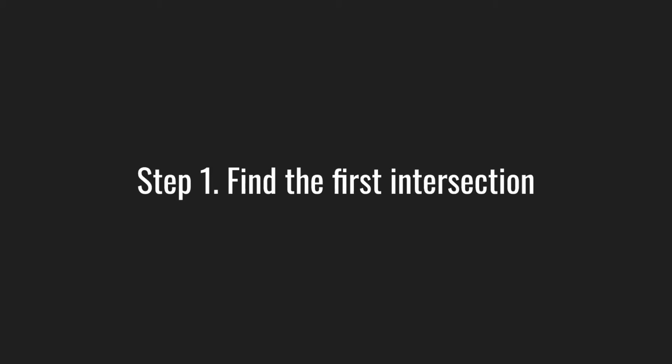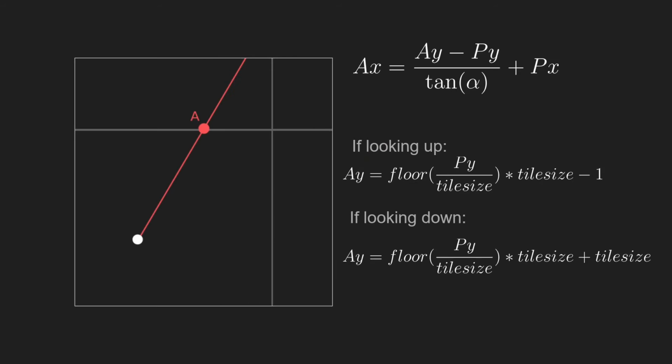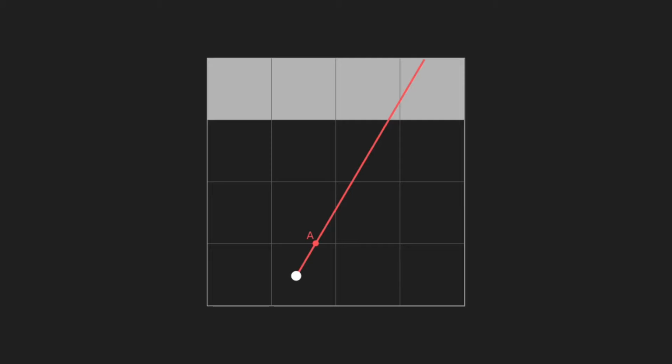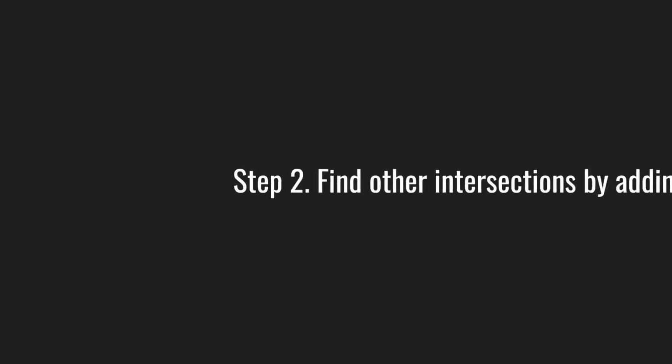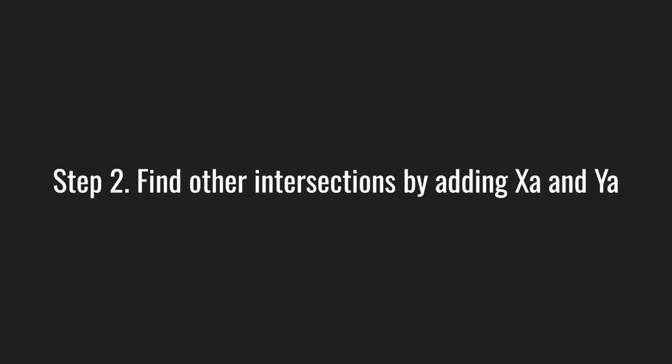Step 1 is to find the first intersection, which is going to be point A. We have discovered earlier these formulas to find AX and AY. Knowing this piece of information, we can check if there is a wall on the tile where the point A is. But as you can see, there is no wall. Since we didn't find any walls, we can proceed to step 2, where we're going to find other intersection points by adding XA and YA.